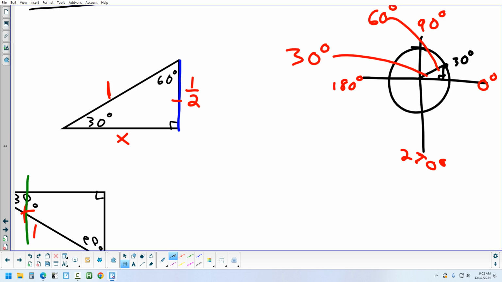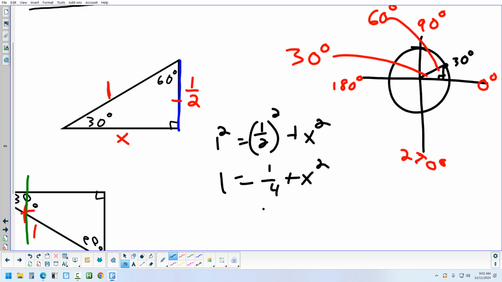1 half squared plus x squared. So we're going to get 1 equals a quarter plus x squared. What does x squared equal? Yep, 3/4. And we talked about that yesterday.